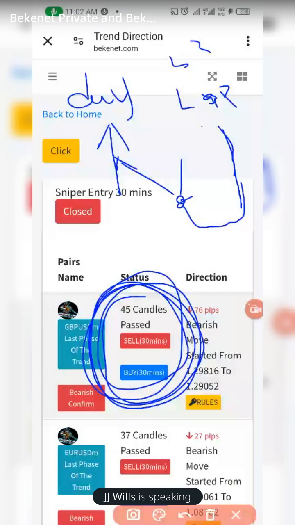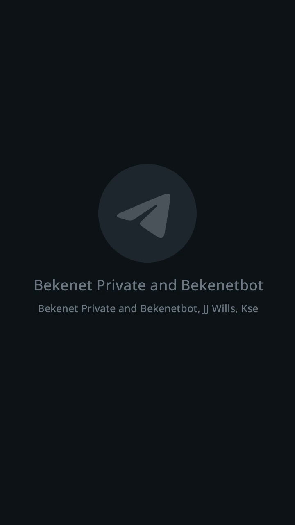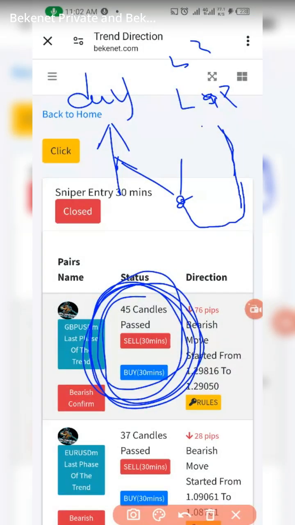It's going to wait again until it comes to the first phase of the bearish move. So it's going to take the first phase of the bullish move to happen, then the last phase of the bullish move to happen. Then it takes another first phase of the bearish move. And all these things I'm saying, it might take the whole day before it happens.